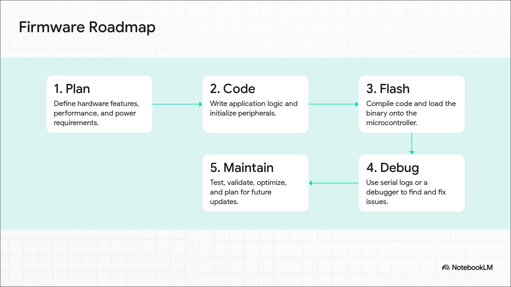First, you plan everything out. Then, you get to the fun part. You code the logic. Next, you flash it, which is just the term for loading your compiled code onto the chip itself. After that, inevitably comes debugging, where you iron out all the kinks. And finally, you maintain and optimize it for the real world. It's a clear, repeatable roadmap that works every time.